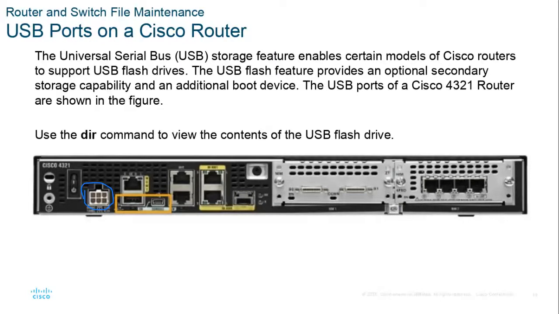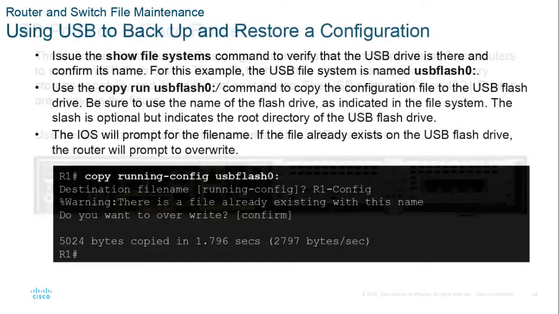USB, universal serial bus, you can plug a flash drive into the supported slot and copy stuff back and forth from that. Maybe you haven't set up a TFTP server yet, but you've got a flash drive handy and you can plug it in and at least use it to back up all your startup configs on all your devices. So we can type the dir command, you can see that on itself.